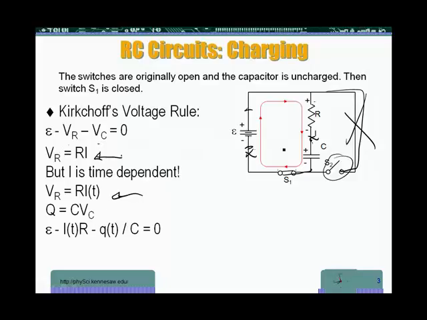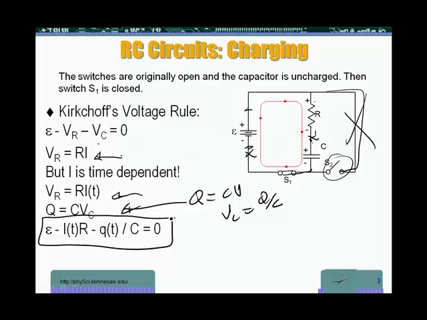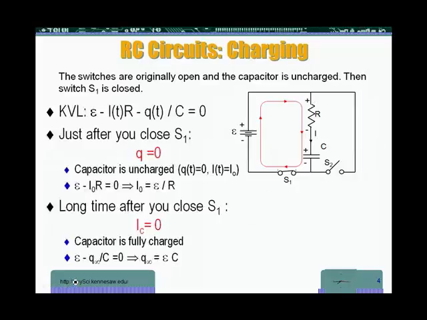Remember the equation for charge in a capacitor, Q equals CV. So the voltage across the capacitor is going to be Q over C. So my Kirchhoff's voltage rule changes into this. Okay, now from the rule we have this, what we had from the previous screen.